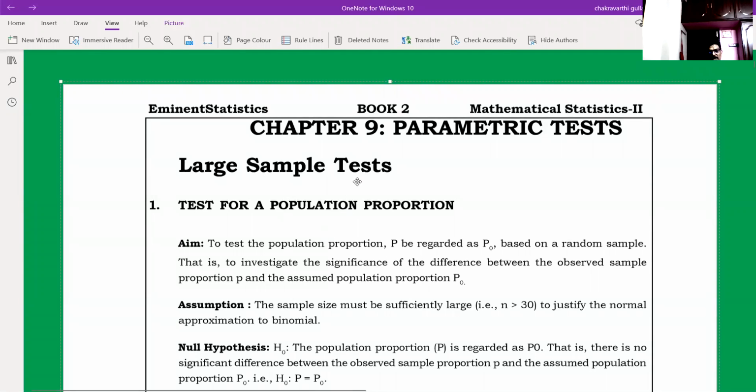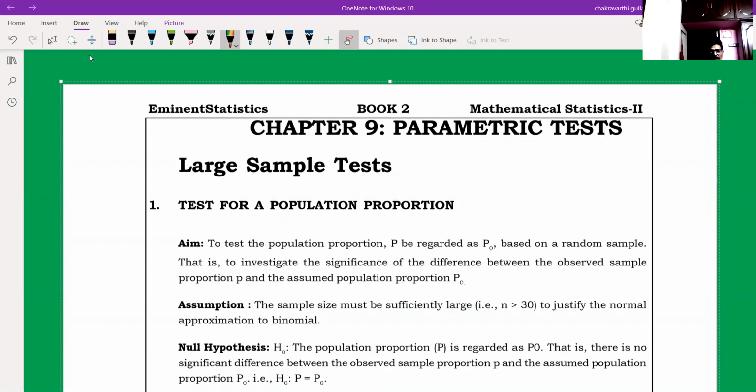Large sample test means here n is more than 50 is the case of a large sample. R.A. Fisher gave the levels of this large sample and small sample. So based on that sample size, we have to use different test statistics.